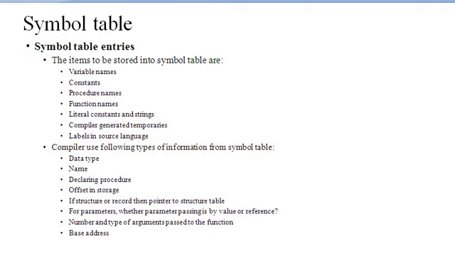Symbol table entries. The items to be stored into symbol table are variable name, constant, procedure names, function names, literal constants and strings, compiler generated temporaries and labels in source language, while compiler use following types of information from symbol table: its data type, name, declaring procedure, offset in storage, if structure or record, then pointer to structure table.